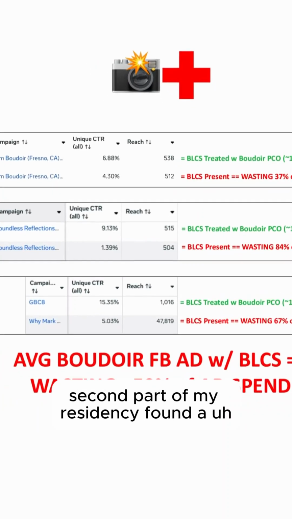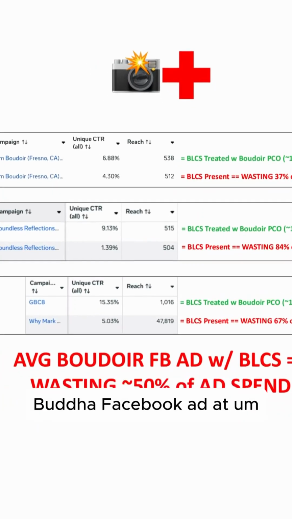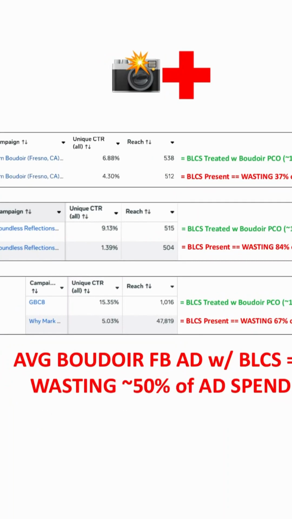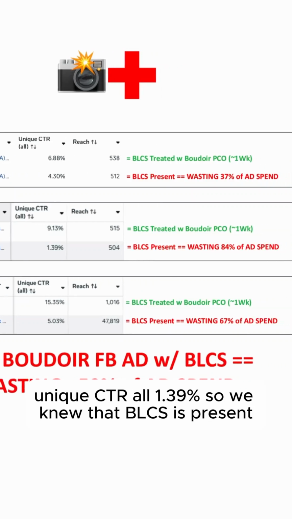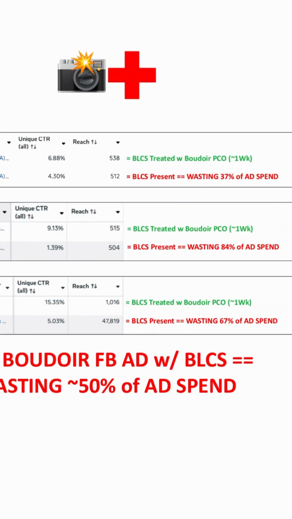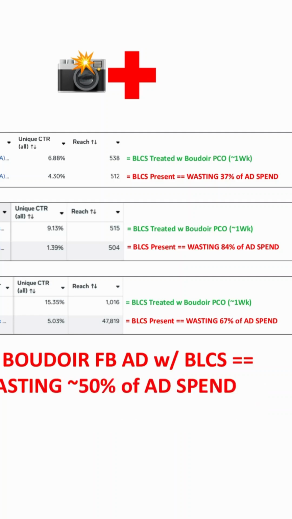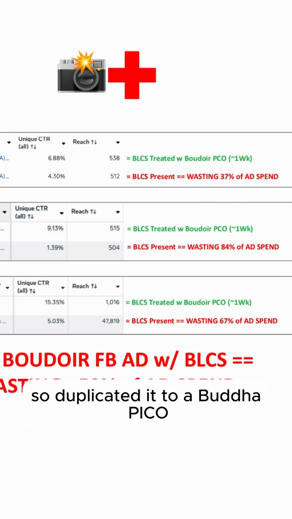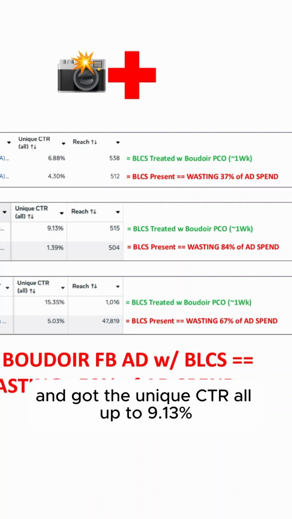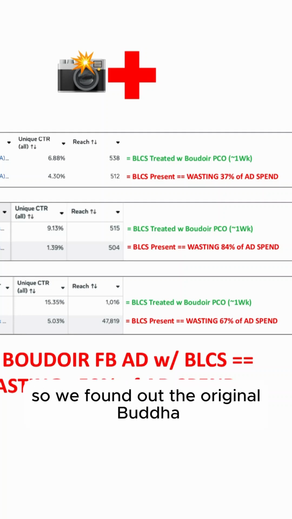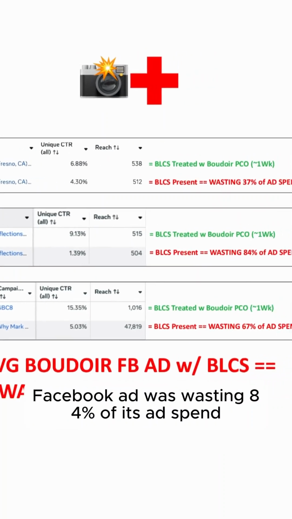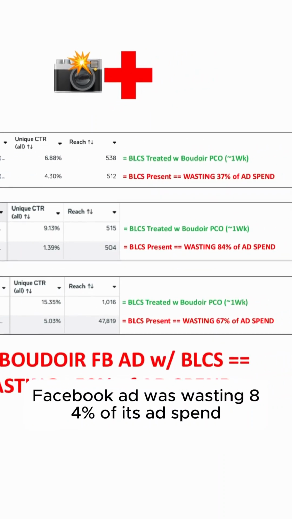All right, second part of my residency, found a Boudoir Facebook ad with a unique CTR all of 1.39%. So we knew that BLCS is present because unique CTR all is under 6%. So we duplicated it, treated it with Boudoir Pico, took about a week, and got the unique CTR all up to 9.13%. So insanely good, much better. So we found out the original Boudoir Facebook ad was wasting 84% of its ad spend.